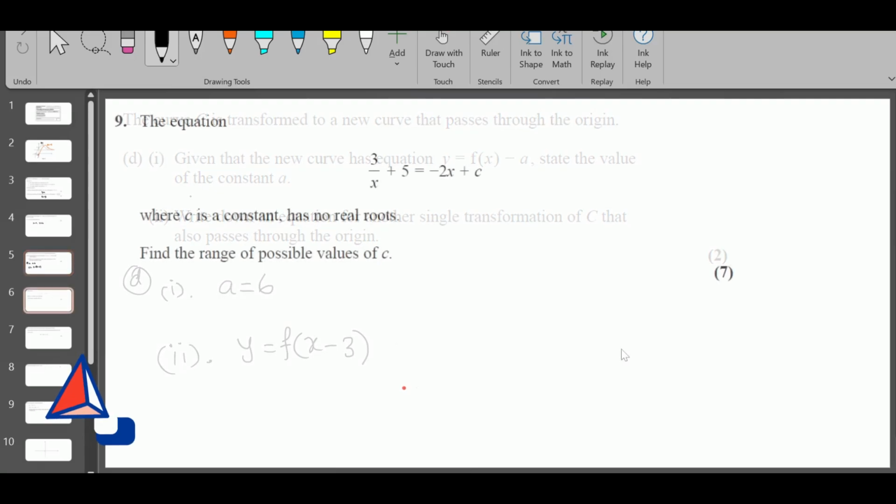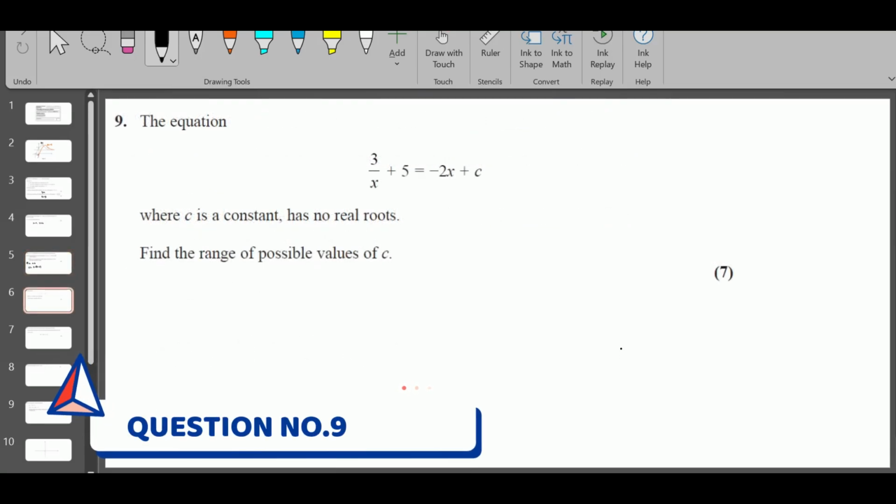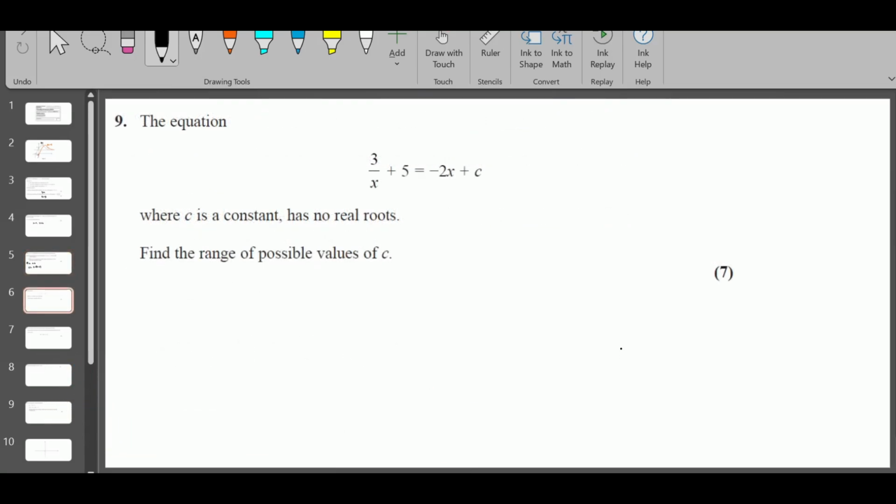That's all. Question number 9. The equation has no real roots. Find the range of possible values of c. Okay, take the equation, multiply through by x to get rid of the fraction. So you will get 3 plus cx is equal to minus 2x square. Sorry, this 5x plus cx.